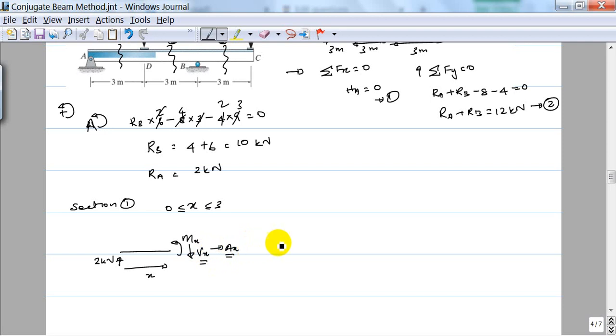Now I am interested in moment because I need the bending moment diagram to plot the M over EI diagram. If I consider the equilibrium condition, taking counterclockwise positive, Mx minus 2x is equal to 0. So Mx is equal to 2x. This equation is valid between 0 and 3.